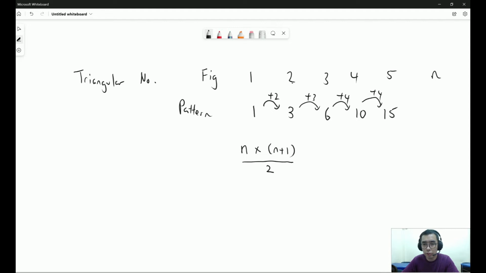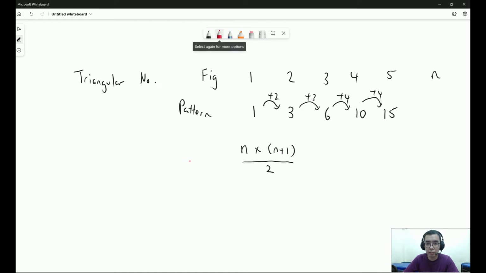So let's try with figure number 3. n will be 3, so 3 times (3 plus 1), which is 4, so 3 times 4 gives me 12, and 12 divided by 2 gives me 6. If you use 5, 5 times 6 gives me 30, 30 divided by 2 gives me 15. So it's good to remember this pattern.